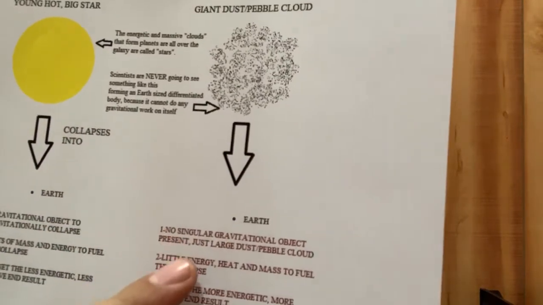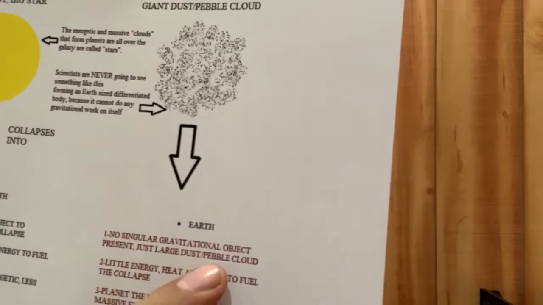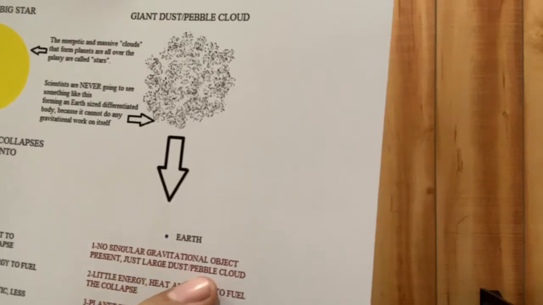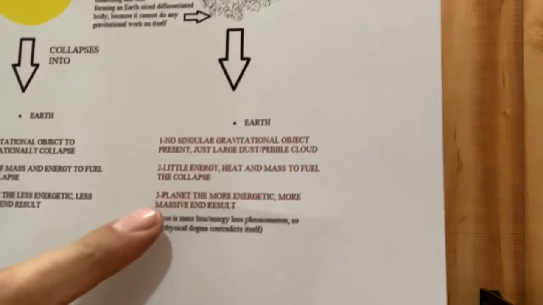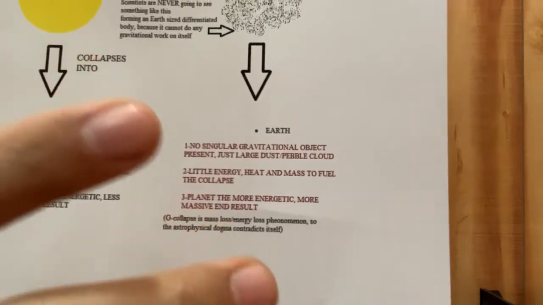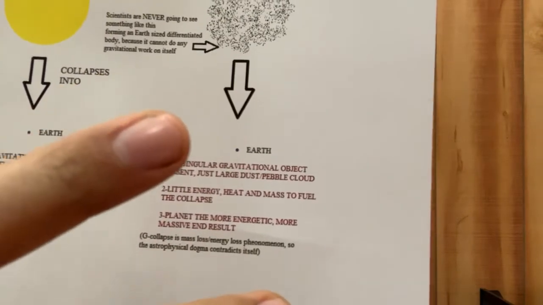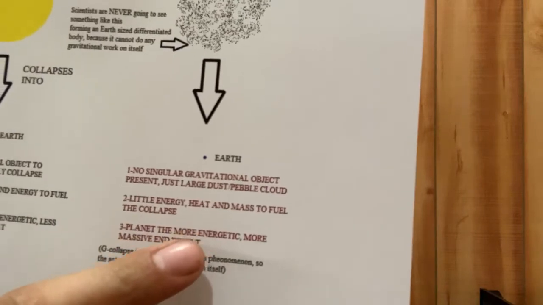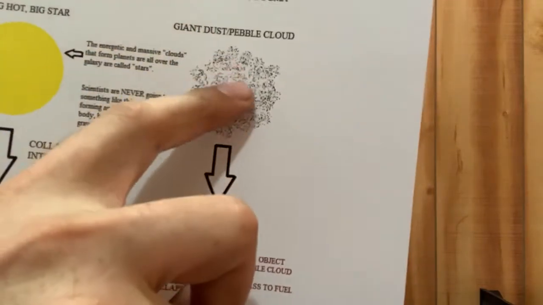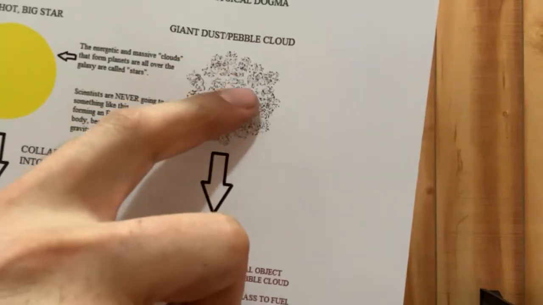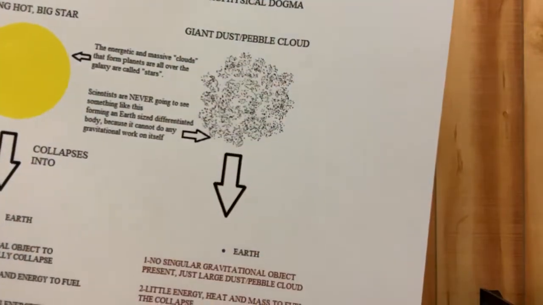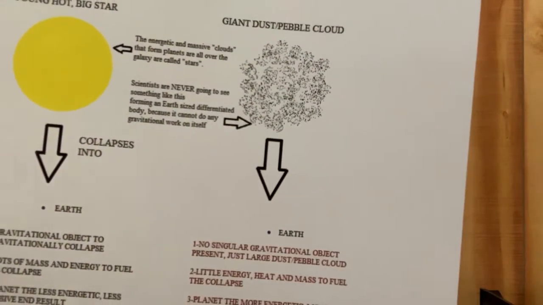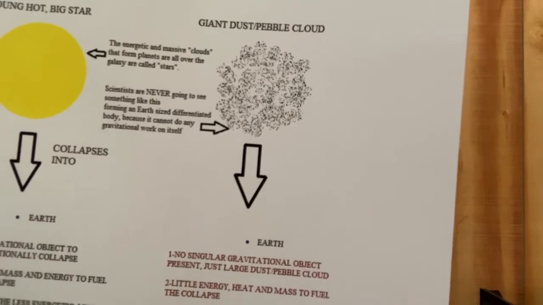But the dogma, what they say is a big dust cloud collapses and there's no gravitational field there. So here we go. There's no gravitational object present. It's just a large dust pebble cloud. There's nothing there to collapse. There's little energy, heat, and mass to fuel the collapse. Where's all the heat and energy? It's already been dissipated. They're just rocks that are just floating around in outer space. There's nothing to do any work.